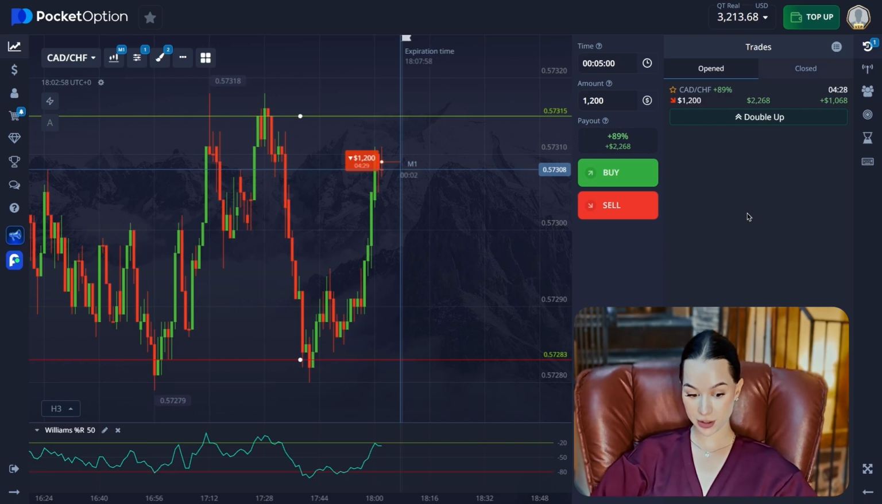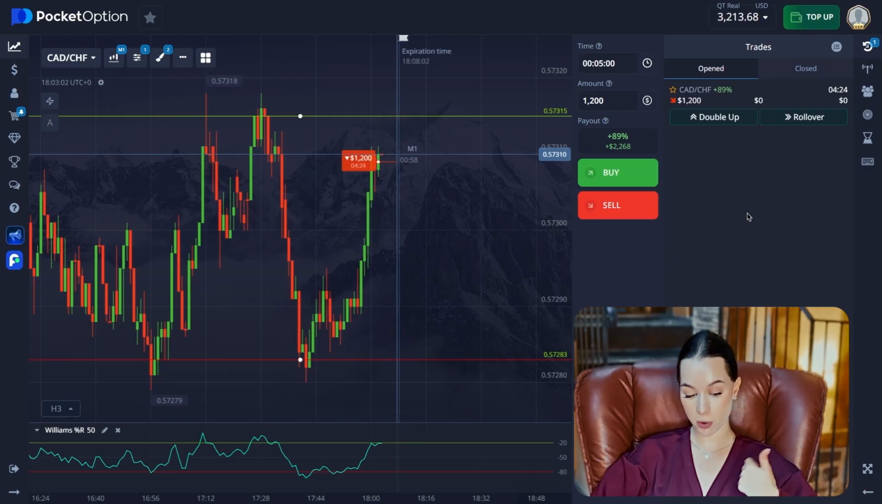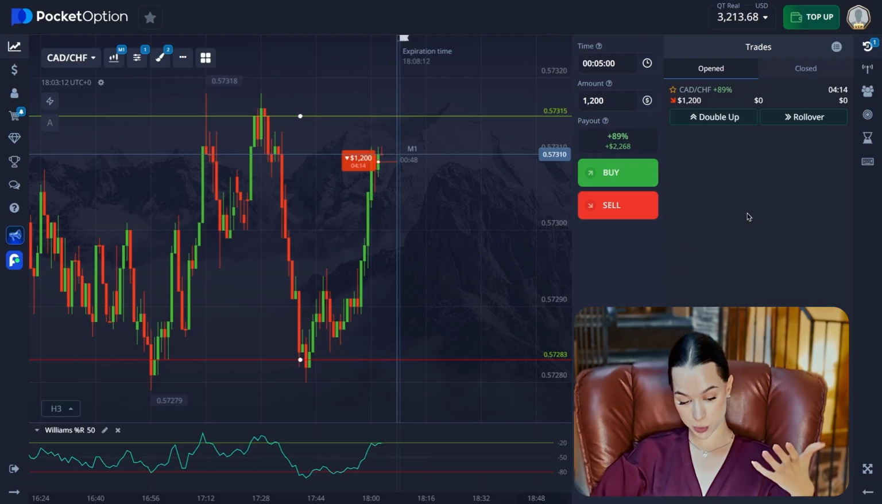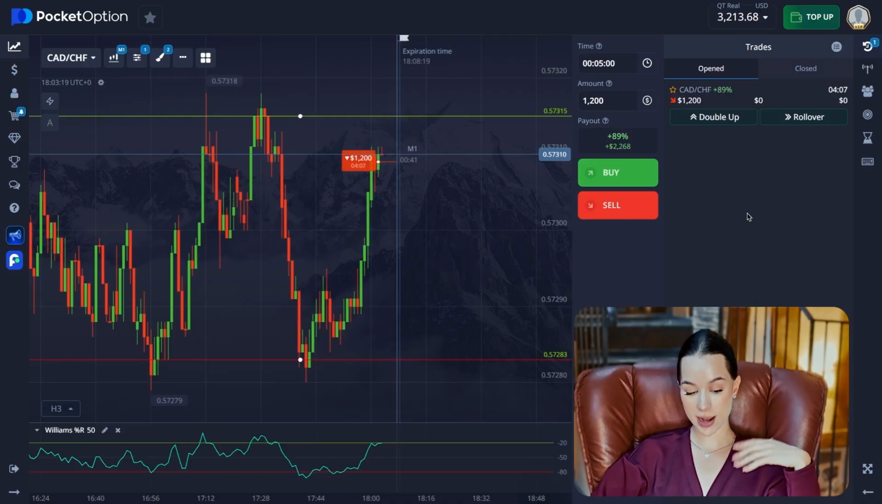Also, the Williams indicator is positioned near the minus 20 level, which means the market is in the overbought zone. And this suggests that buyers have already pushed the price too high and that a correction to the downside is likely. Also, combining this with resistance at the previous level makes the signal stronger, because price is both at resistance and overbought, so it's perfect.